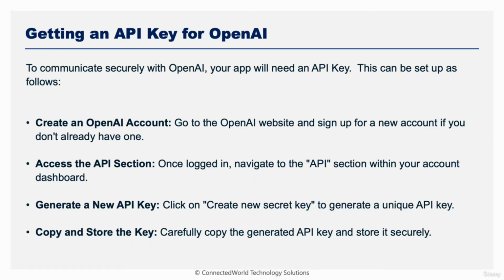Getting an API key for OpenAI. To communicate securely with OpenAI, your app will need an API key. This can be set up as follows. First, create an OpenAI account. Go to the OpenAI website and sign up for a new account if you don't already have one. Access the API section. Once logged in, navigate to the API section within your account dashboard. Generate a new API key. Click on Create New Secret Key to generate a unique API key. Copy and store the key. Carefully copy the generated API key and store it securely.